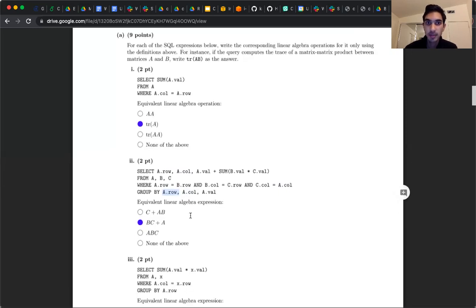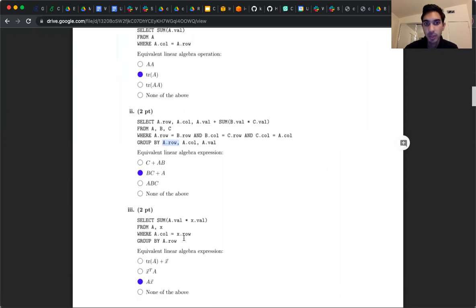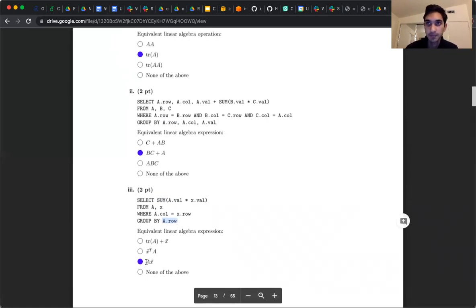Question 3 is basically a subset of question 2 in some ways. So in question 3, we are doing a sum of A dot val and X dot val, where X is a vector, where A dot column is X dot row. Very similar to before, every column that you're doing is getting multiplied by a particular row. And since we're grouping by A dot row, for every row we're multiplying one row by one column, which is why we get AX here.